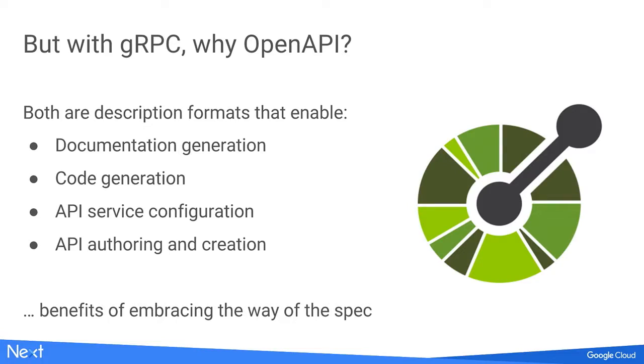So why 2, though? Because Google's involved in both gRPC and Open API. So, to synthesize some of the things we were talking about in the beginning, you get your things like documentation, your code generation, your API service configuration, all those benefits of embracing the way of the spec. And so we see the industry moving in a direction that fits with how we think things work best. It's so funny to say we actually.